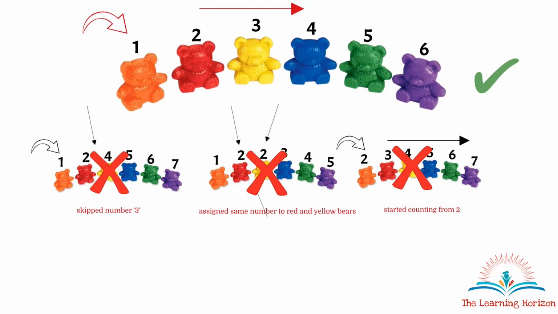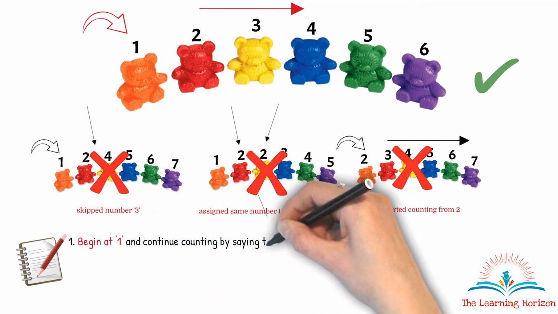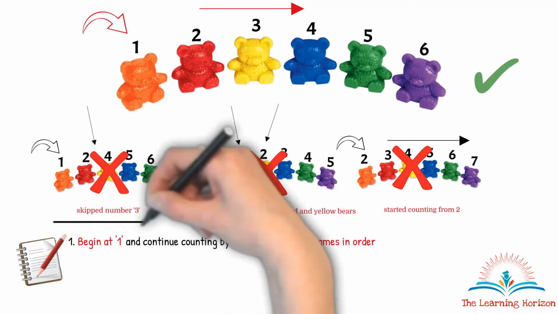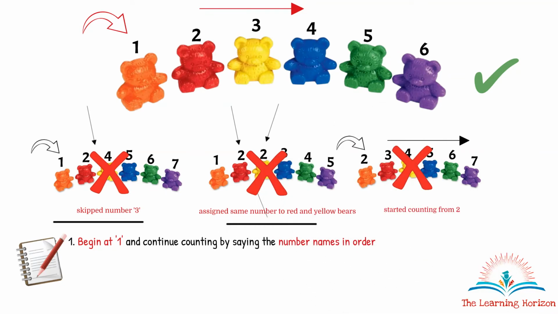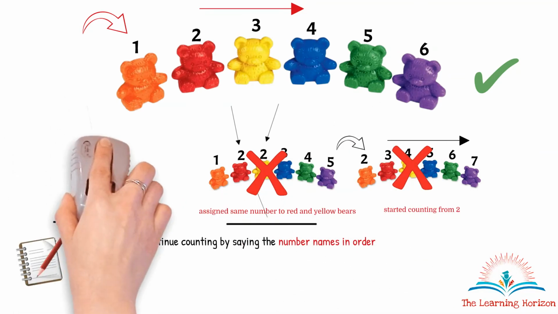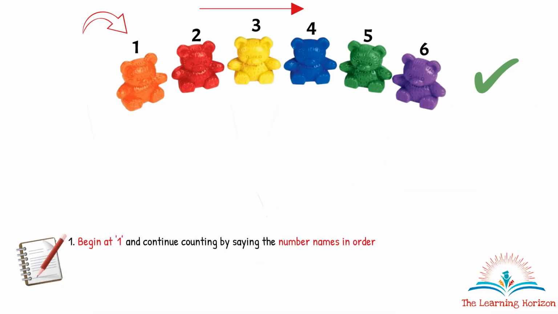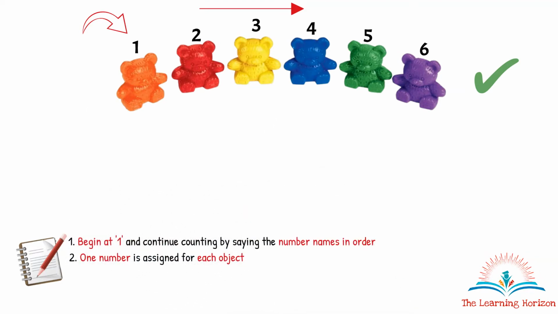So, the first basic rule we need to understand is, while counting, begin at 1 and continue counting by saying the number names in order. Remember, we don't skip any number or we don't say the same number more than once while counting. Now, once a child understands this first basic rule, we will move on to the next rule. That is, only one number is assigned for each object in the group. If you observe here, each of the bears is assigned with only one number.